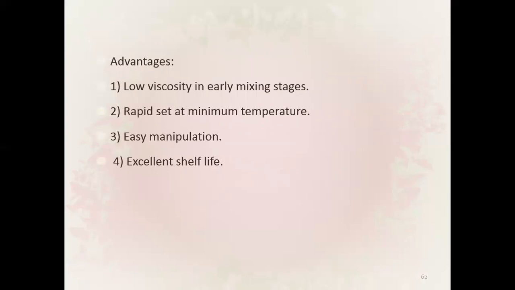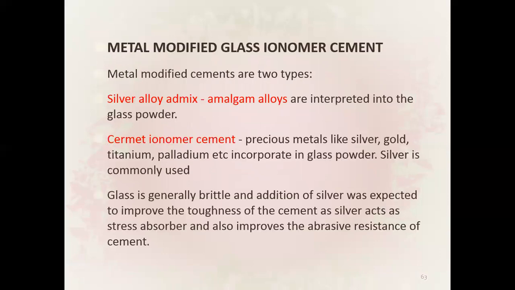Its advantages are low viscosity in early mixing stages, rapid set at minimum temperature, easy manipulation, and excellent shelf life. Metal modified glass ionomer cement. Metal modified cements are of two types. Silver alloy admix, where amalgam alloys are incorporated into the glass powder.